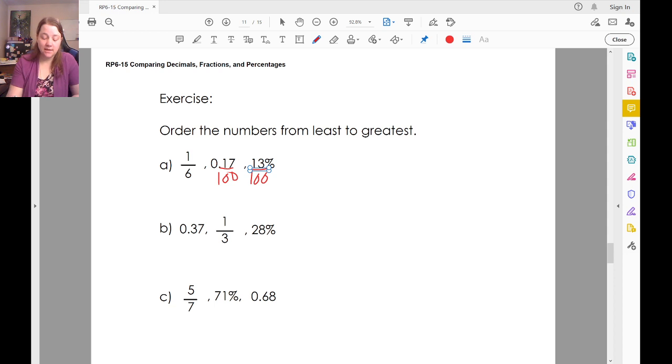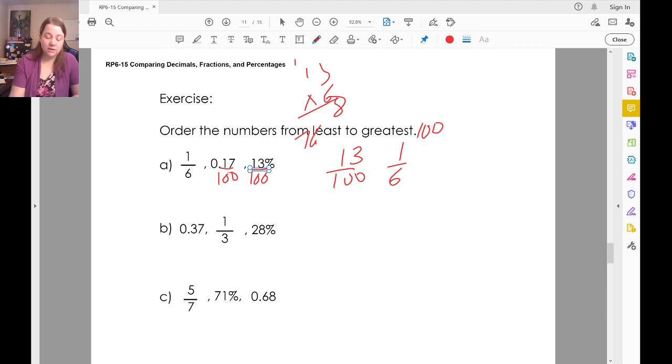I'm going to see, is 1/6 bigger or smaller than 13%? So I'm going to compare those two. 100 on this side, 6 times 13, 6 times 3 is 18, would be 78. So I know that 1/6 is bigger than 13%. So I know that 13 over 100 is the smallest.